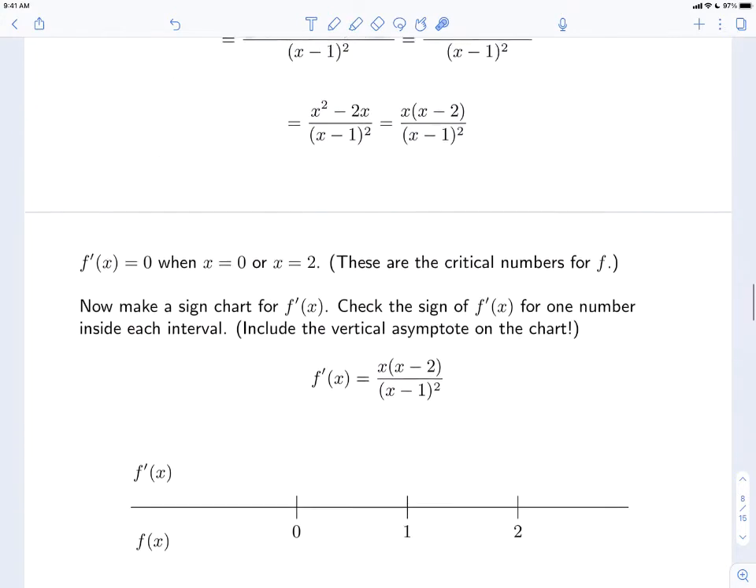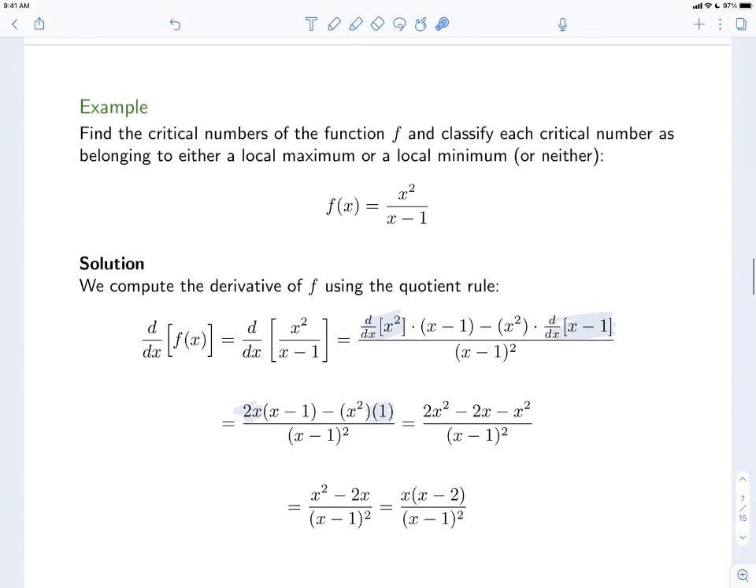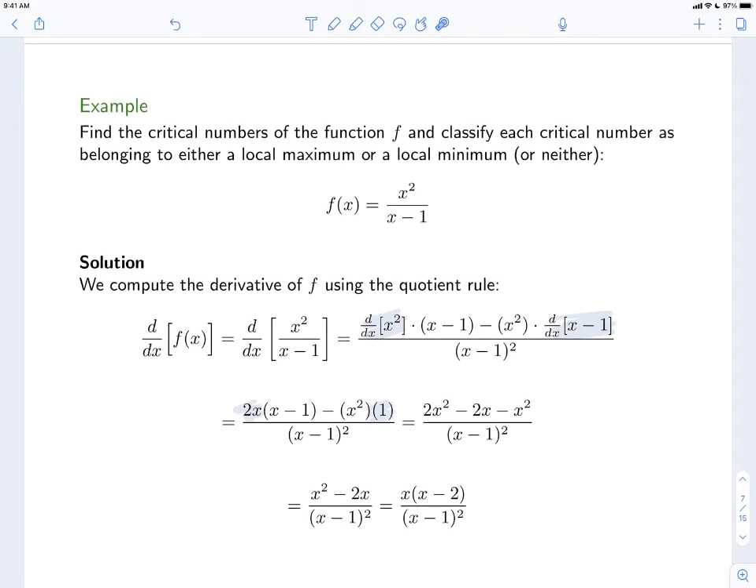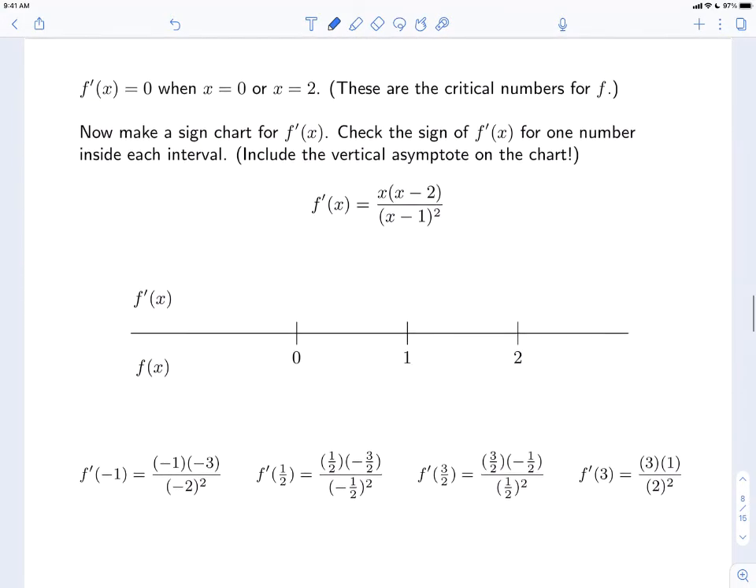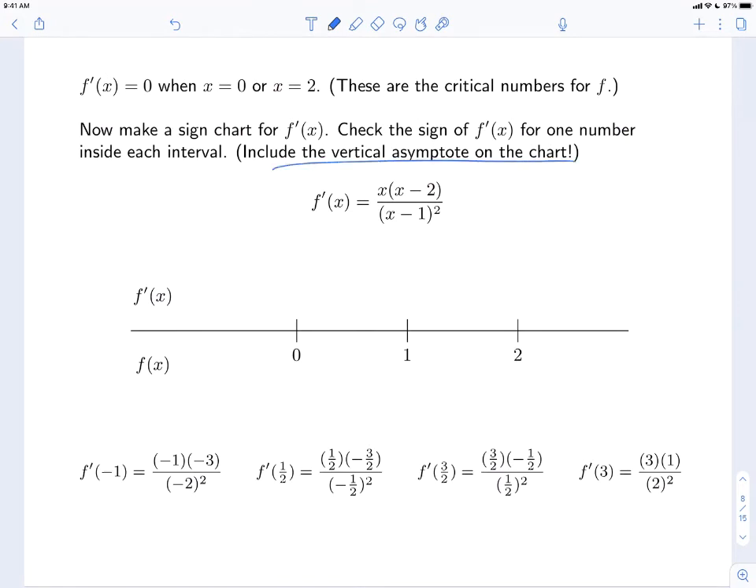If we just go back to our original function, in our original function we're dividing by x minus 1. That means that x equals 1 is not in the domain. So that means it can't possibly be a critical number. However, it is important. We still have to include the vertical asymptote on the sign chart.